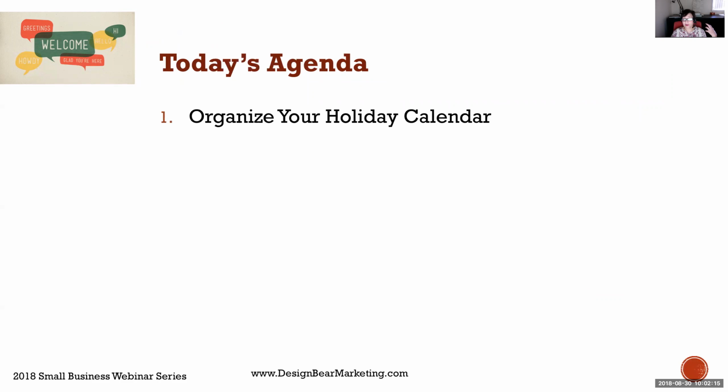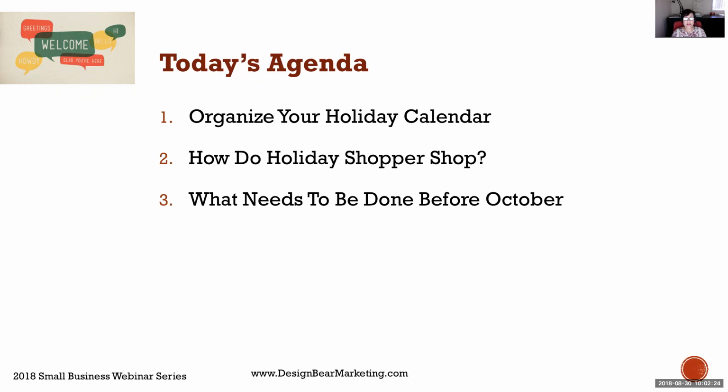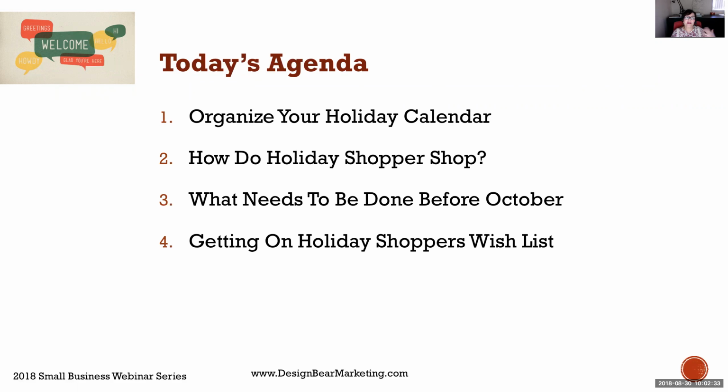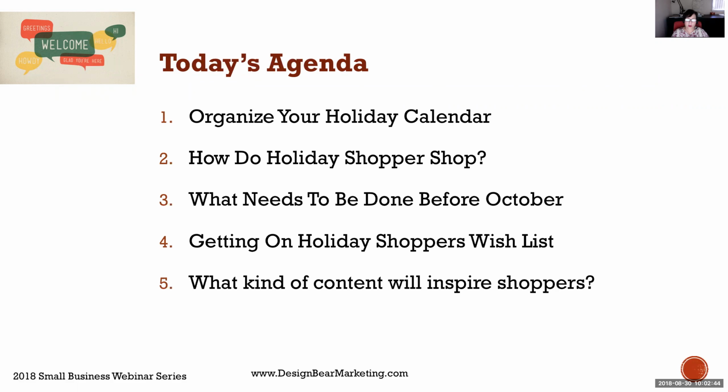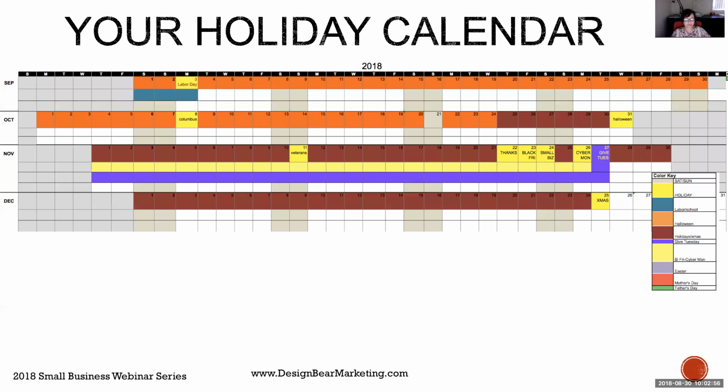Today we're going to talk about organizing your holiday calendar, and how holiday shoppers shop. We are probably in that group. We'll cover what needs to be done before October, so you don't have a lot of time, but you do have time enough to plan. Then how you can get on their wish list, which to me is really just their radar, how they are aware that you're around in that very busy time of the year when everybody is bombarded. And then we're going to touch on the type of content that you need. Remember, we're going to keep this at 30 minutes, so there's a lot of information that you need to understand. So we're going to get going.